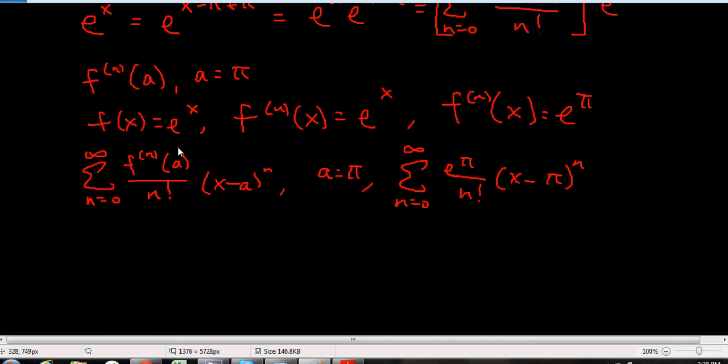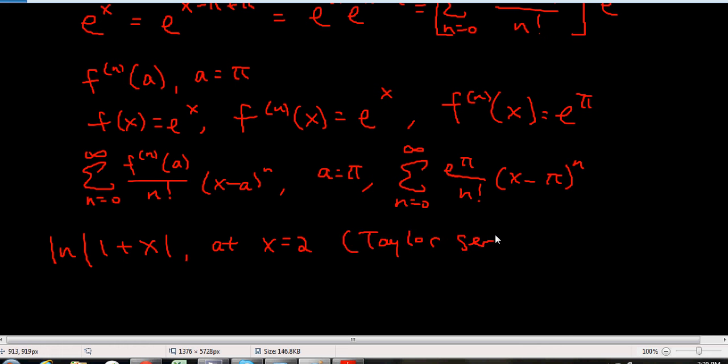So let's take a look at another example of me doing this. It's going to be more complicated, and I'm going to want to find the Taylor series of the ln of the absolute value of 1 plus x at x equals 2. So I'm just going to say this again. This is a Taylor series.